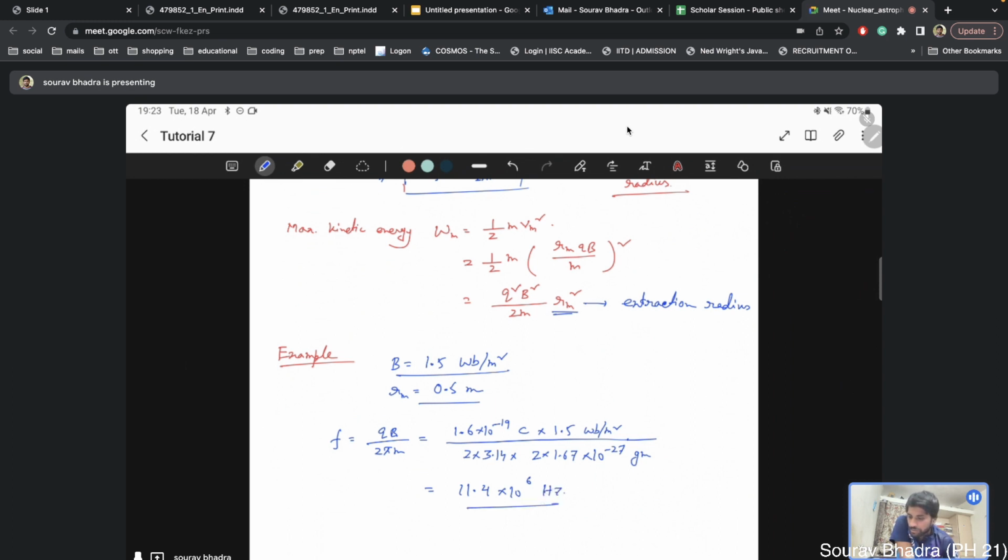Okay. So just a second. Yeah, just check this calculation. Just a second. I will again check. It is the particle accelerator.